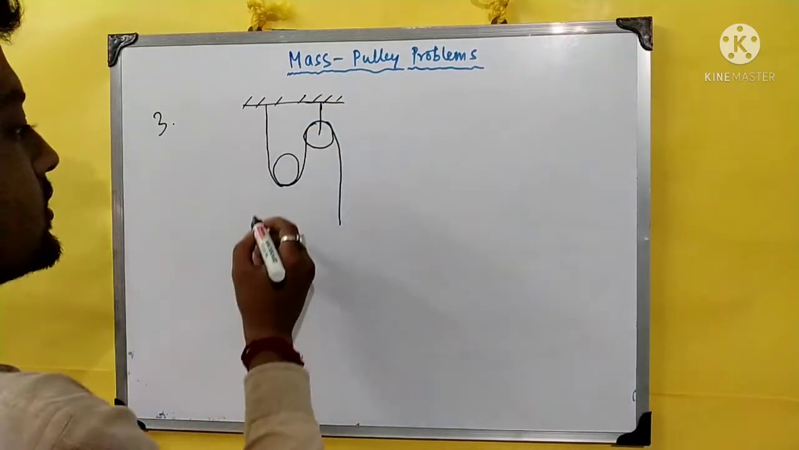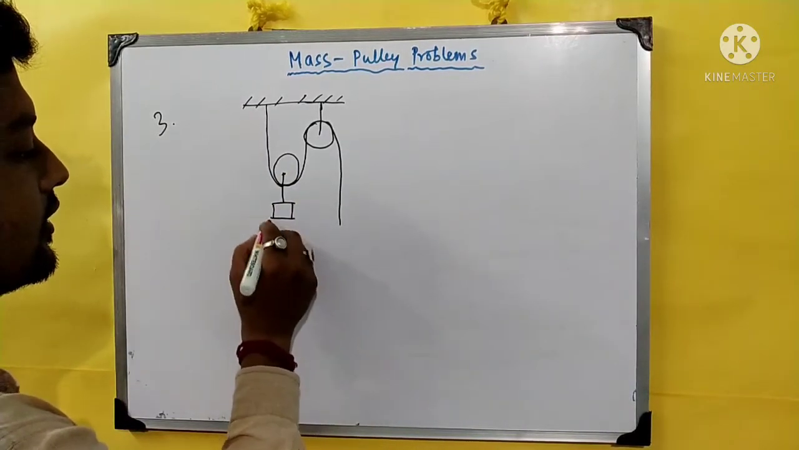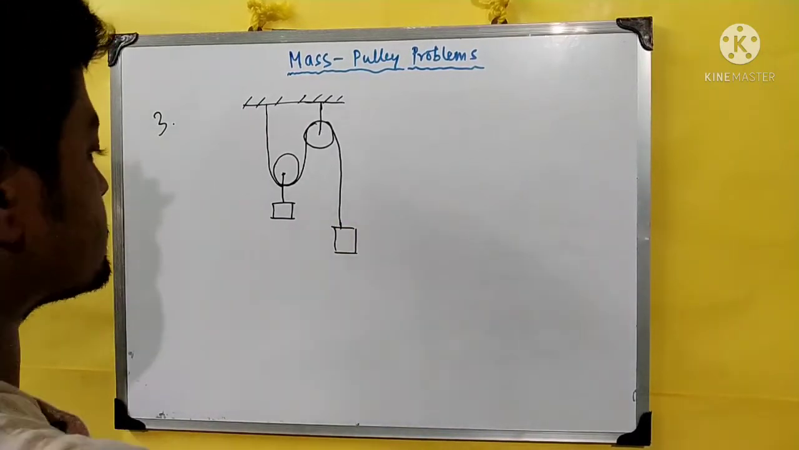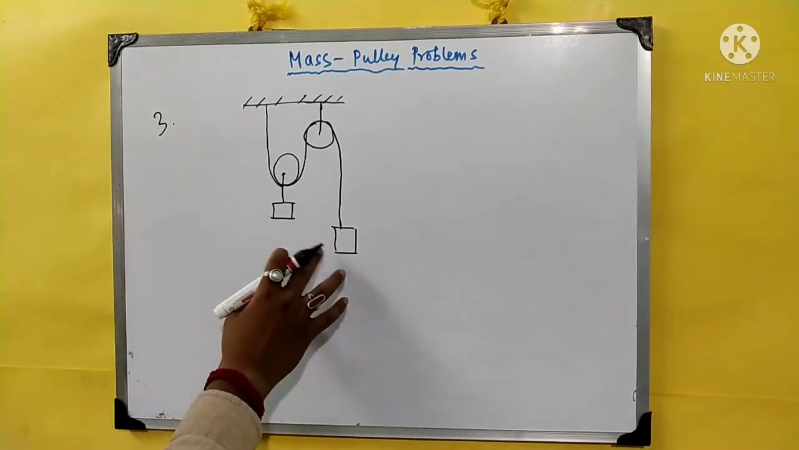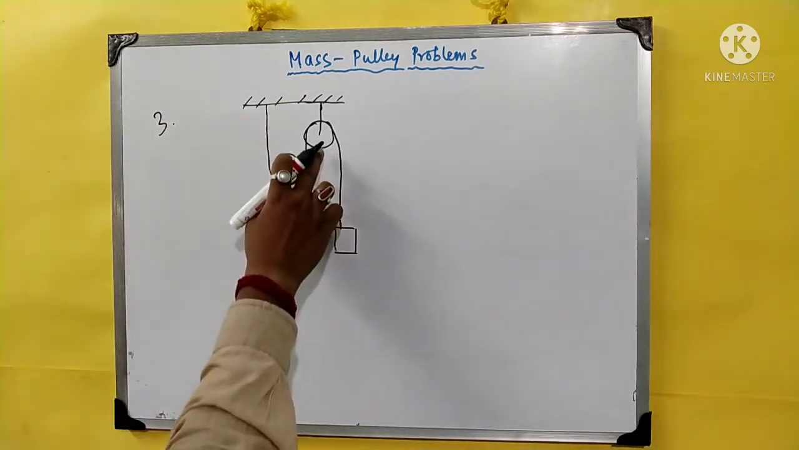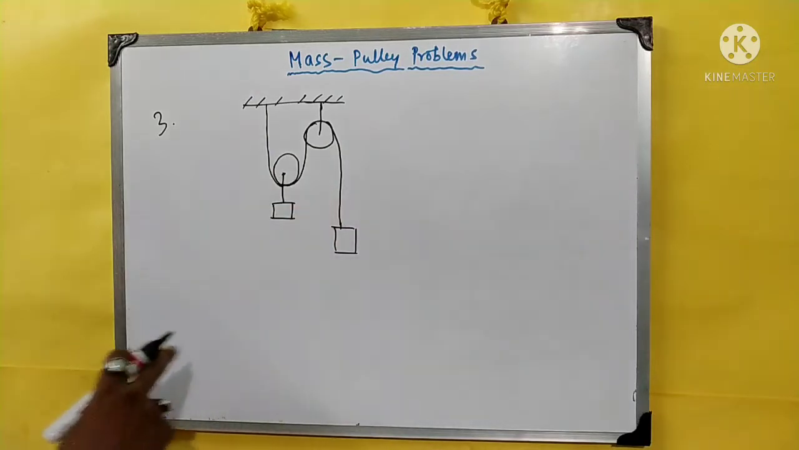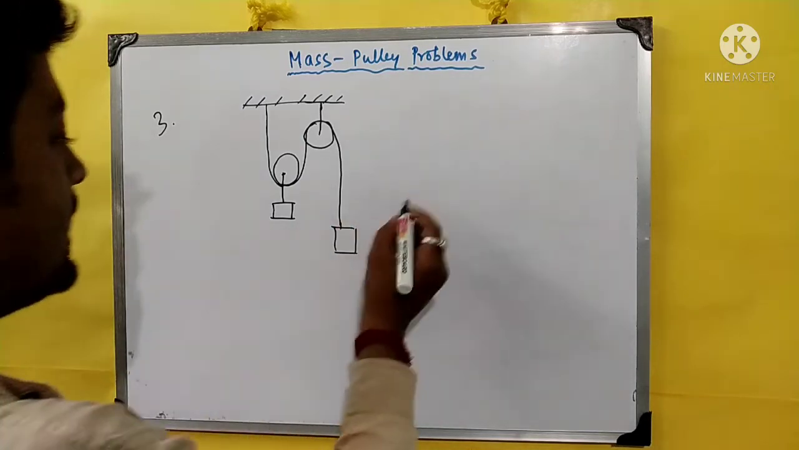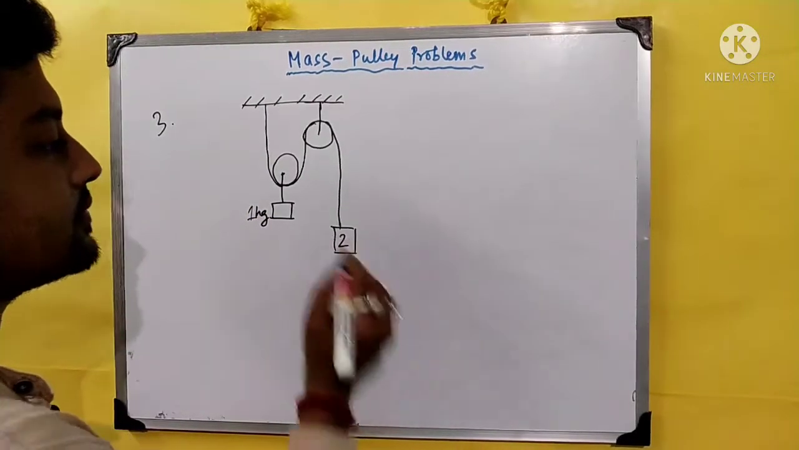So a mass is tied with this pulley, and another mass is tied with this one. Two masses are tied with these pulleys. One mass is with the movable pulley and another mass is with the fixed pulley. So we will discuss the acceleration and tension criteria for these two. Let us take this as a 1 kg mass and this as a 2 kg mass.